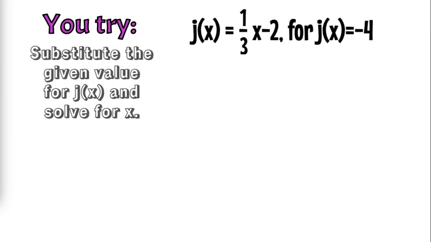Now it's your turn to try. Pause the video and try finding j of x equals 1/3 x minus 2 for j of x equals negative 4. Solve for x.